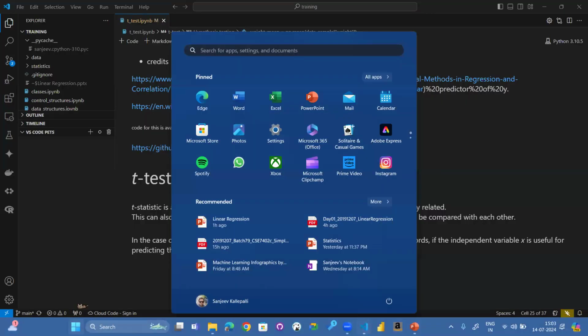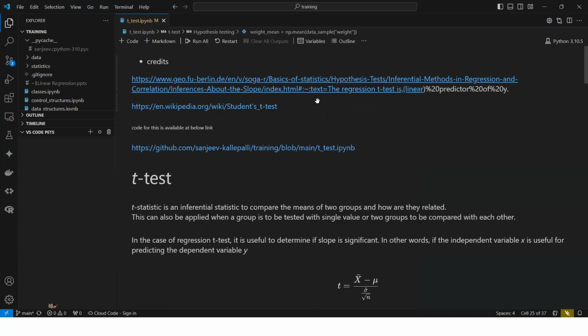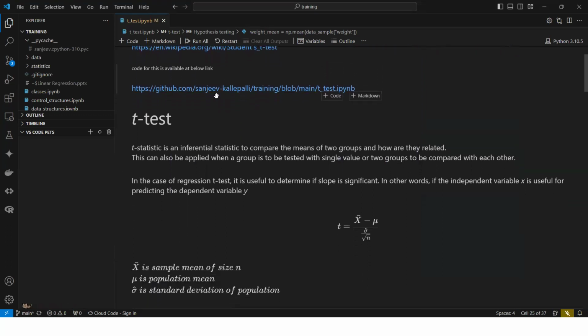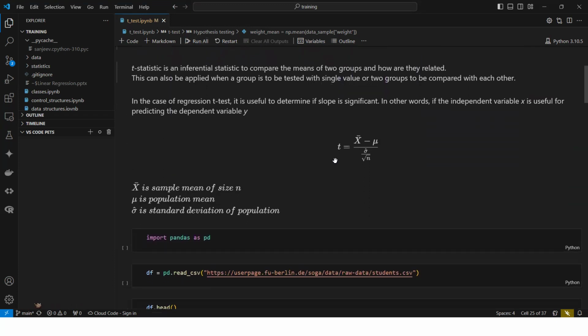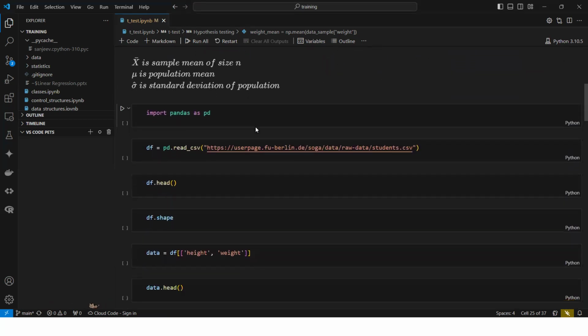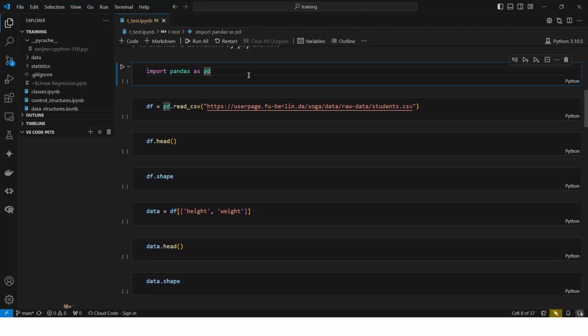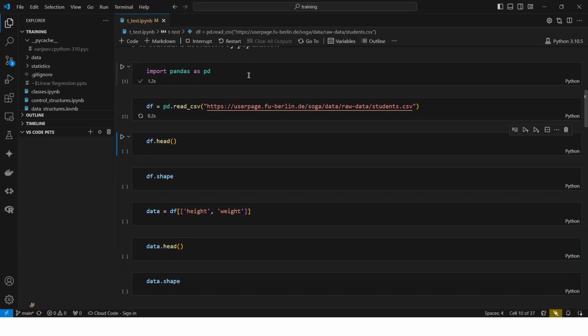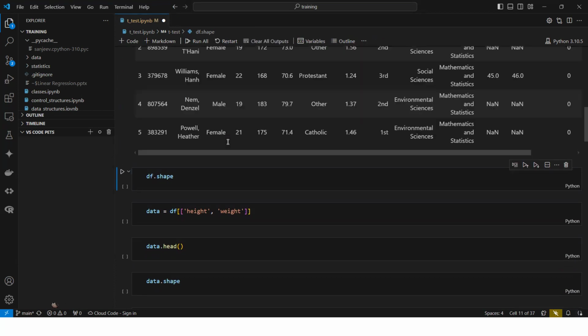So let's go to the Python notebook. You can get the link to this code on GitHub, and you can always go through the notes that I have written already. What we'll try to do is take a small data set. In this case, it is a small students data set that we have downloaded from this site, and this is how the data set looks like.